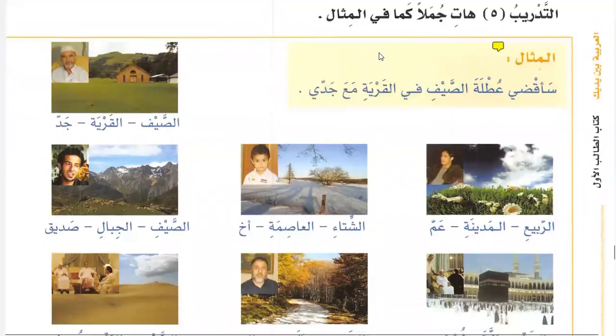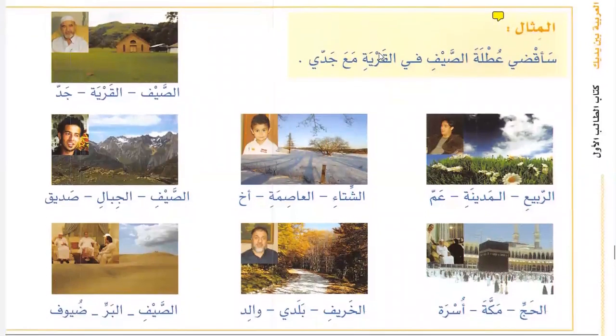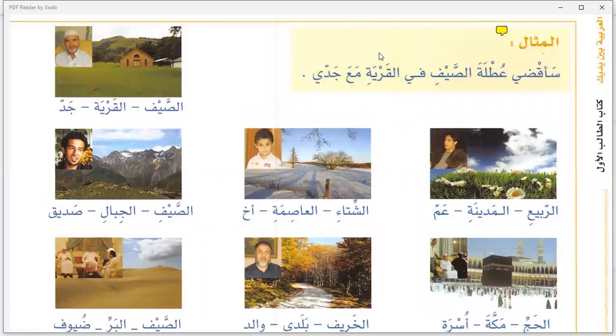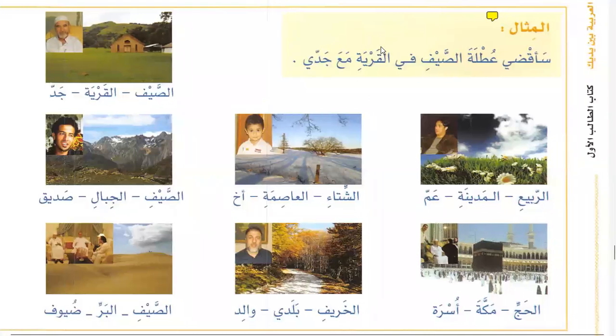Now bring sentences like the one in the example. The example: Sa'aqdi utlata saifi fil qariyati ma'a jaddi. I will spend the summer vacations in the village with my grandfather. Here the word utlata is mansub because it is the object of the verb aqdi. Saifi is majrur because it is mudaf ilayhi, then qariyati is also majrur because of the preposition fi. The word ma'a is always mudaf, so when it is mudaf, the next word will always be mudaf ilayhi.